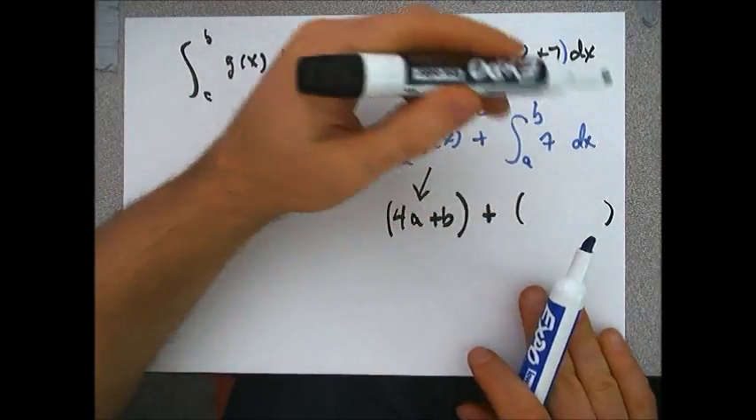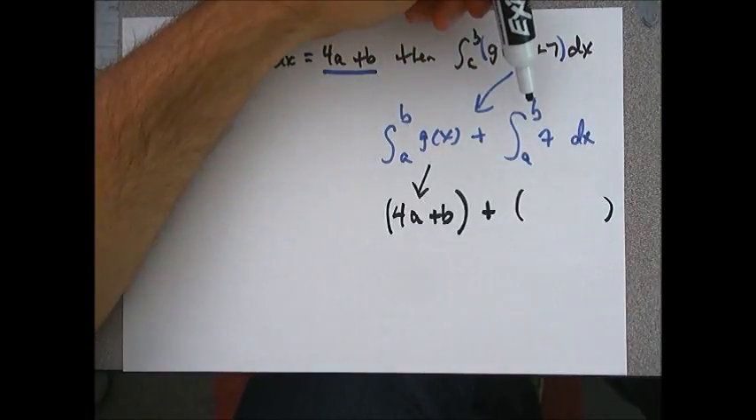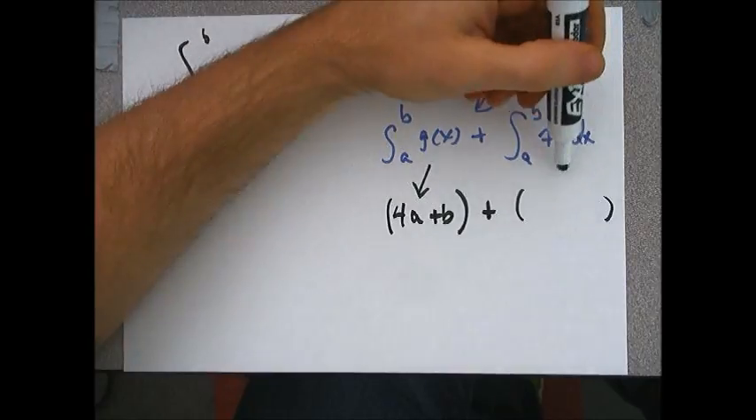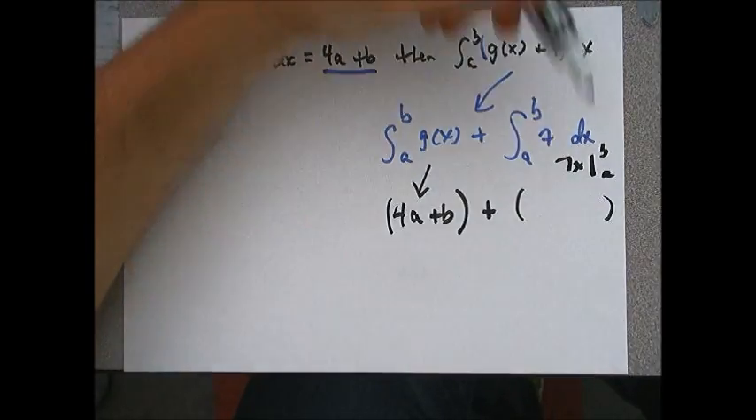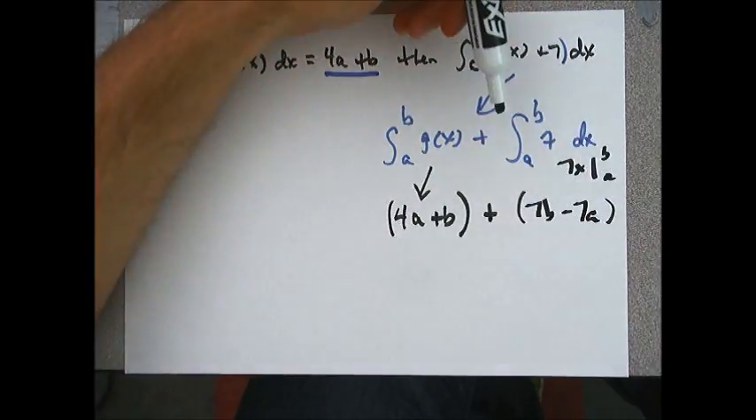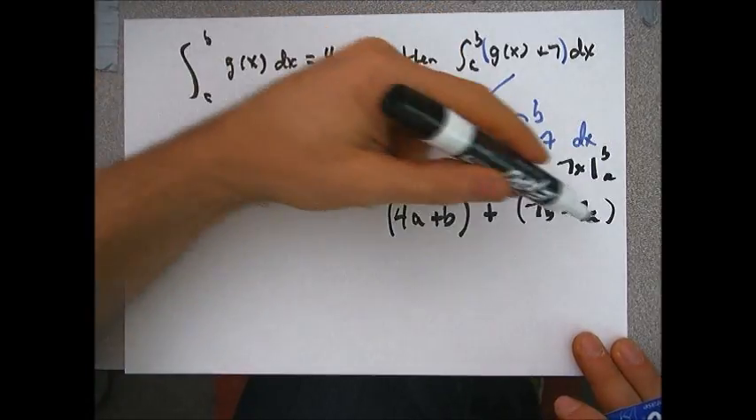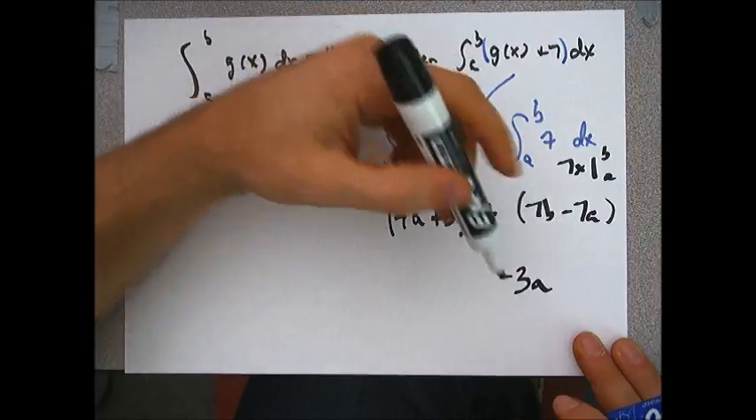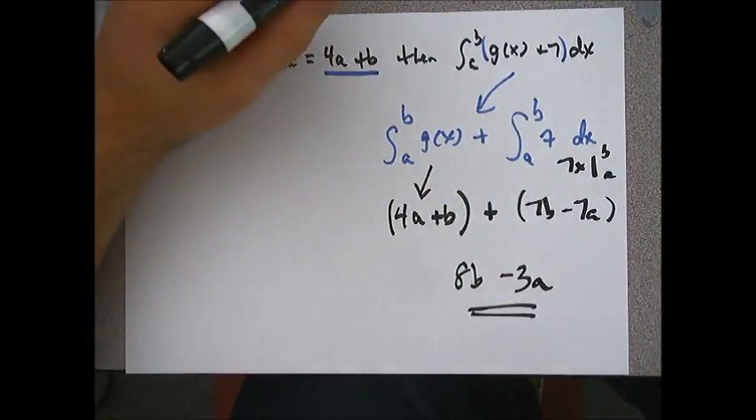The second one, if I integrate 7, 7 turns into 7x from a to b. So plug each of them in. This is 7b minus 7a. Do a little more math. What do we have? 4a minus 7a is minus 3a. And b and 7b is 8b, minus 3a, choice C.